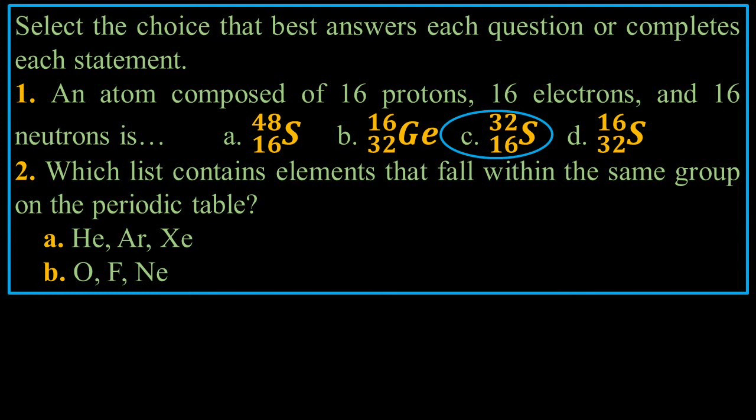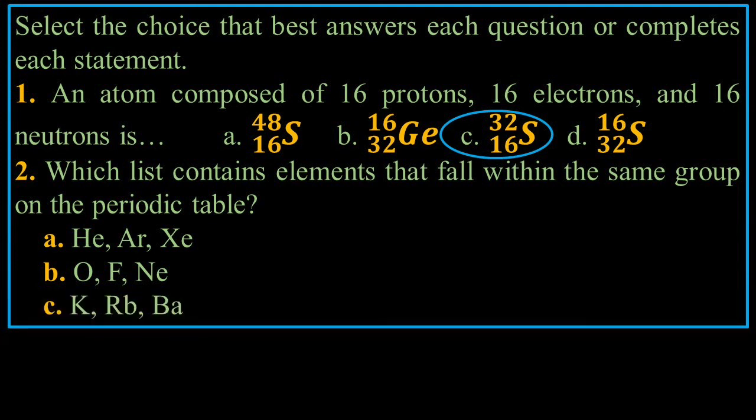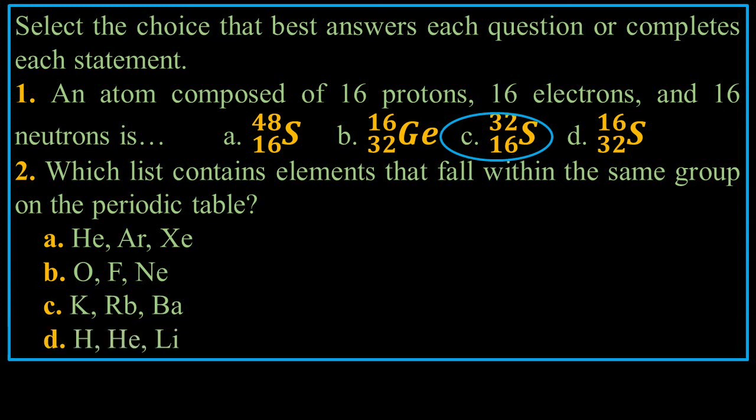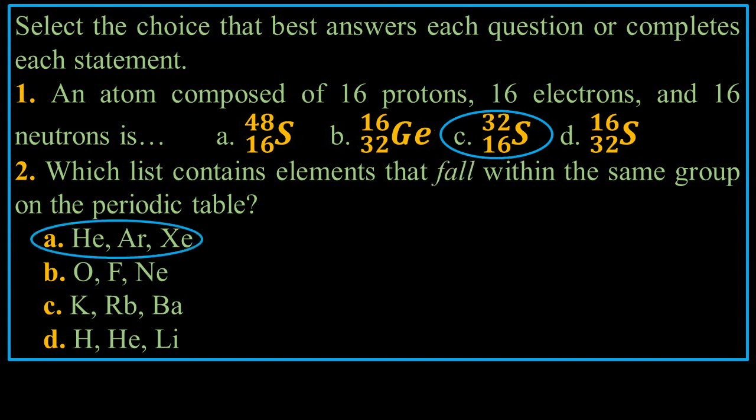Oxygen, fluorine, and neon are in three separate groups: chalcogens, halogens, and noble gases. So it looks like it's going to be A so far. Potassium, rubidium, those are in the same group, but barium is in group two. They're not the same. Okay. Alkali metals versus alkaline earth metals. So C is not correct. B is not correct. Hydrogen, helium, nope. They're two different sides of the periodic table. So the answer is definitely A. The answer would be 2A. Right? And that's the answer. 2A.